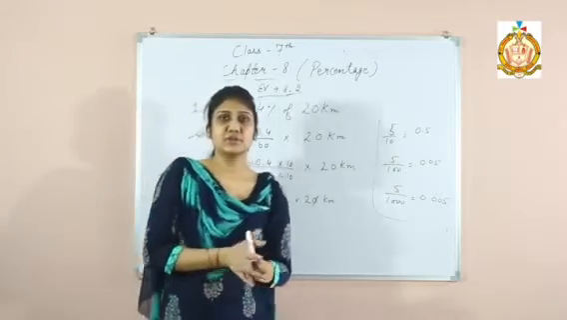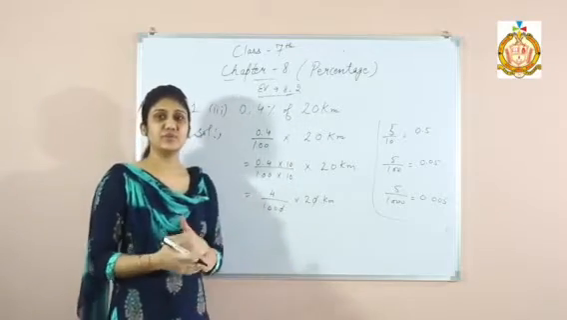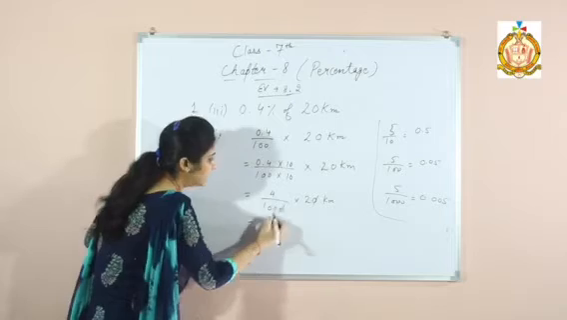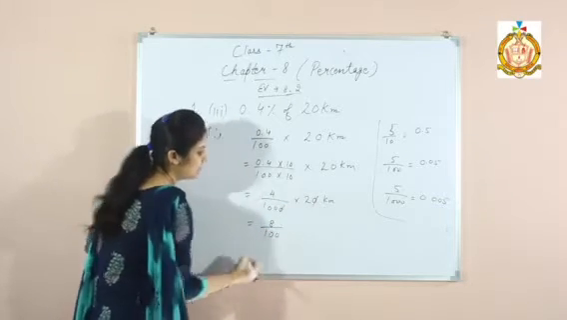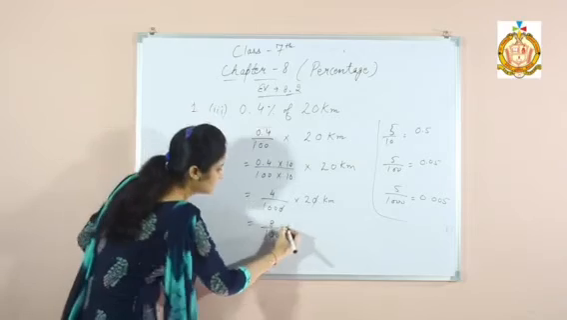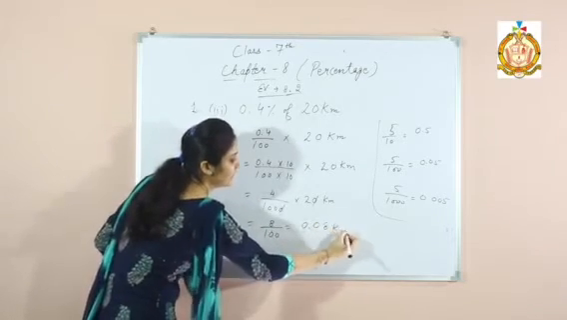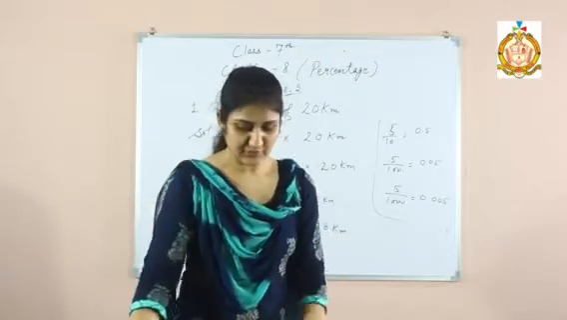So to reduce the time, we would not solve it further. If we solve it further, then we have to divide it further. So we will simply write it as 4 into 2 is 8 upon 100. So we will simply write it as 0.08 kilometer, and that's the answer. Now we will do the second sum.